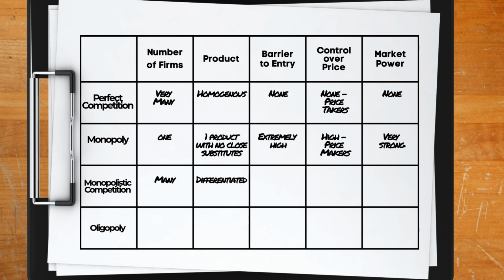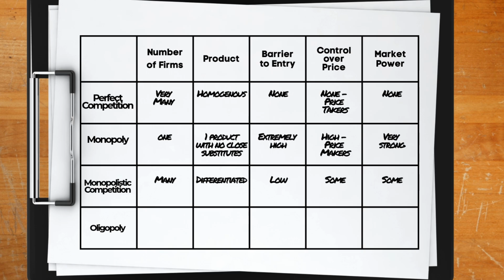There are still relatively low barriers to entry, so if firms earn profit in the short run, new firms will enter the market, reducing profits in the long run. Because products are differentiated, firms have some ability to raise prices without losing all customers, which gives them a small degree of market power. Monopolistic competition is the market structure that you, as a consumer, experience the most.